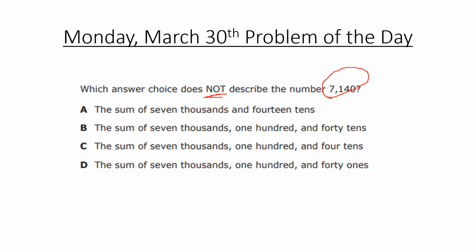Okay, I'm going to read the problem again, just so I can have it sink into my head. Which answer choice does not describe the number 7,140? Okay, I want you to go ahead and pause, and I'd like for you to solve it on your own. And when you're ready to check your work, hit the play button and catch back up with me.